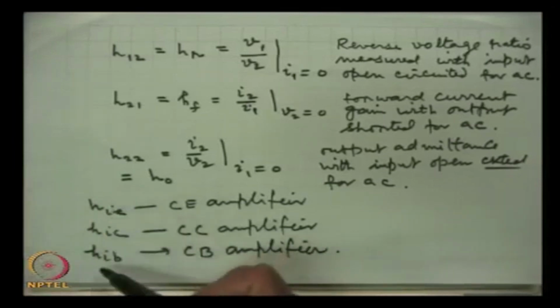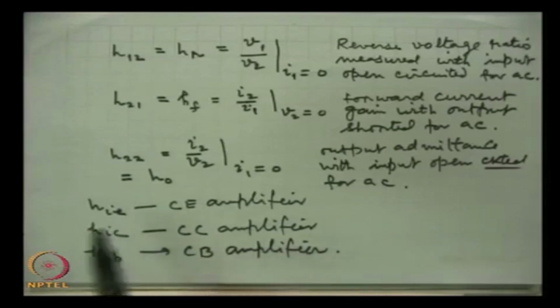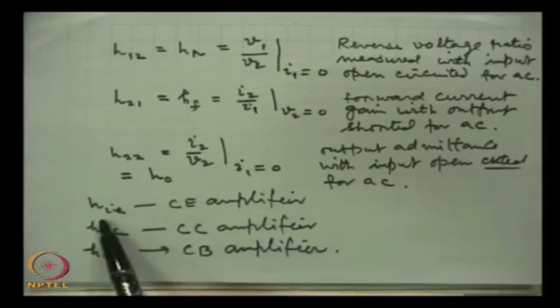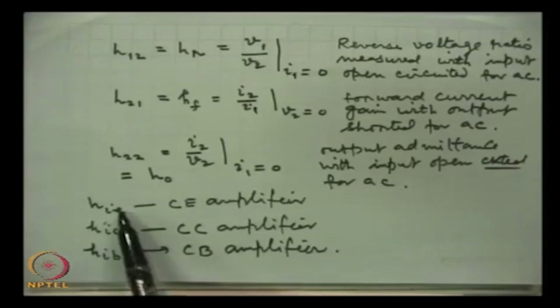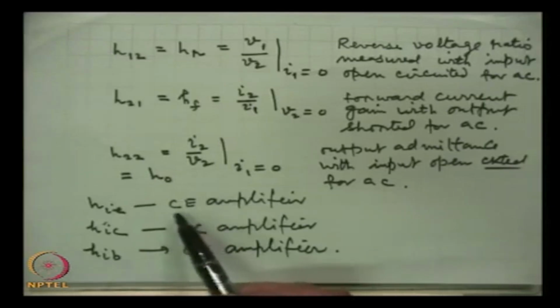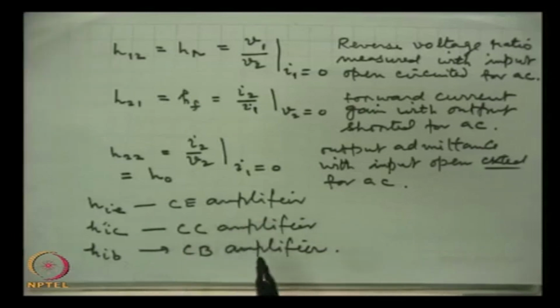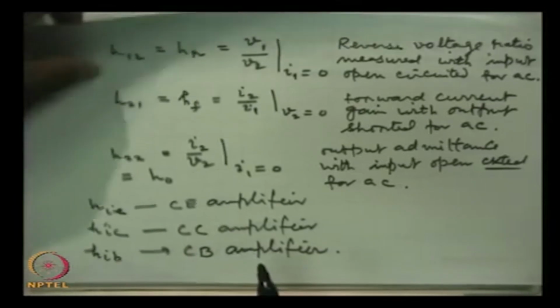So, this distinction is to be maintained, and we have to specify for which circuit we are defining and in which configuration we are measuring, because hie will not be equal, for example, to hib, because this will be in CB configuration, this will be in CE configuration. So, they are not the same, because CE circuit is most widely used.